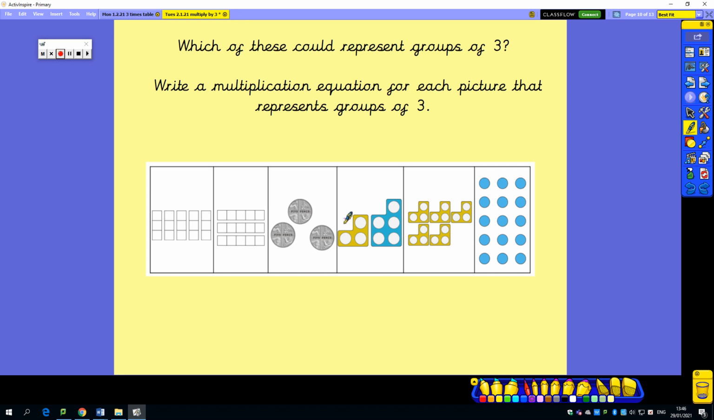Move on to the Numicon. What are you thinking about this one? Does it represent groups of 3? A 3 and a 5. They're not equal groups, are they? So that doesn't represent groups of 3.